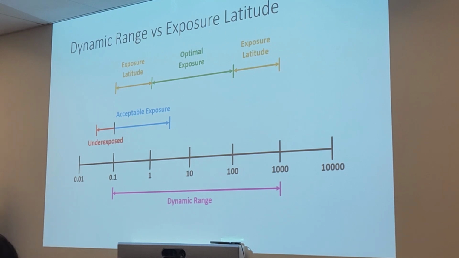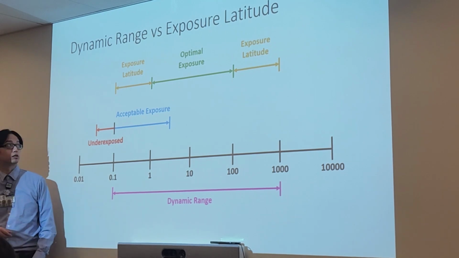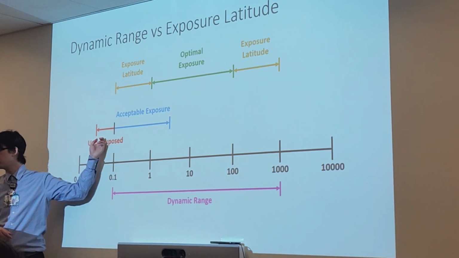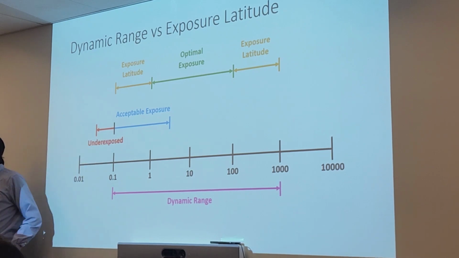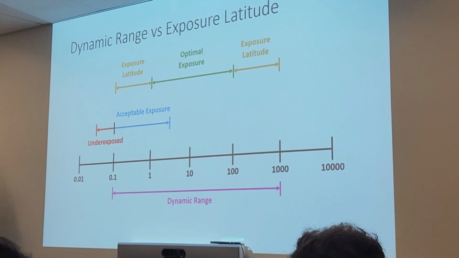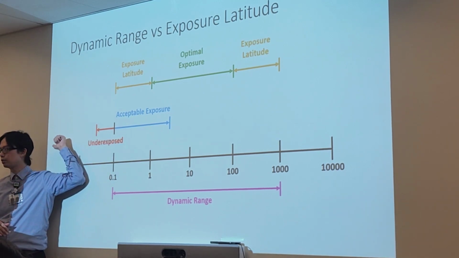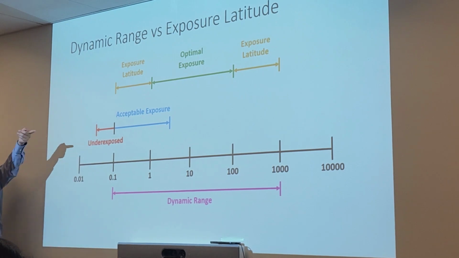What's that called? Okay. So this would just be underexposed. It's no longer an acceptable image, it's underexposed. It's too far in this direction. If it's the opposite way, it would be overexposed. Too much radiation.